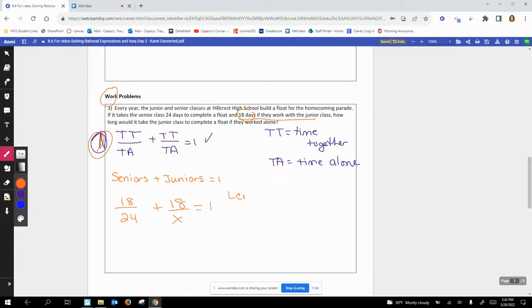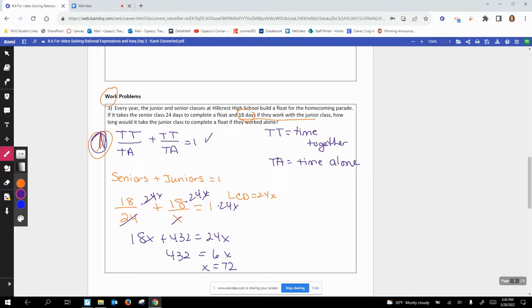Now our LCD here is 24 times x. So I will multiply each of those fractions by 24x. To clean it up a little bit. That will simplify and I get 18x. My x is simplifying, that gives me plus 432 is equal to 24x. So if I try to isolate my variable, I'm left with 6x is equal to 432. So x is equal to 72.